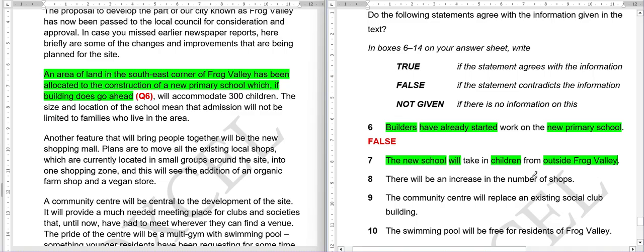I think we have already read something about it. The size and location of the new school mean that admission will not be limited to families who live in the area. So this is our location. You have some time, tell me the answer till I mark the location here, and time starts now.